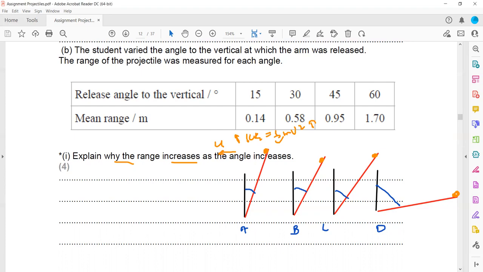So how do you score 4 marks? Number one, when the angle increases, the rubber deforms more, meaning greater elastic strain energy. When it is launched, a greater amount of energy is converted into kinetic, and an increase in kinetic energy increases the initial speed, which increases the range, because the range of the projectile depends on the initial speed as well as time. So if you increase the initial speed, the range will also increase. Is it clear, this one? Yes.